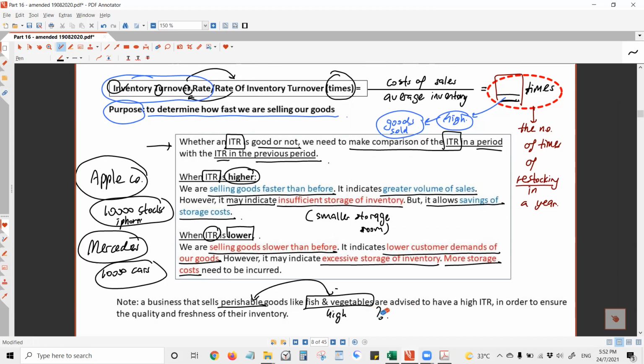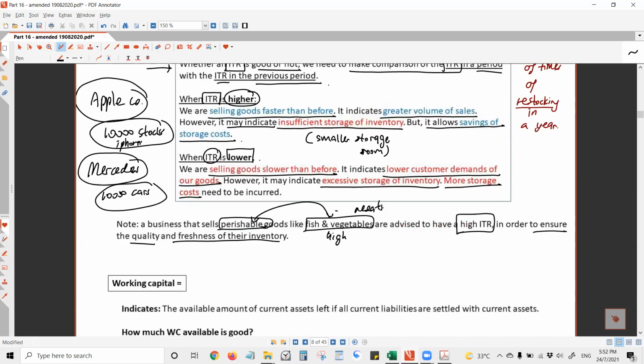Agree? Yeah. So for businesses that sell perishable goods like fish, vegetables, meats, they need to have a very high ITR, so that it means that they are selling very fresh food or ingredients to people, to ensure quality and freshness of their inventory. So that's what ITR means. And there's no ideal number because every business is different.